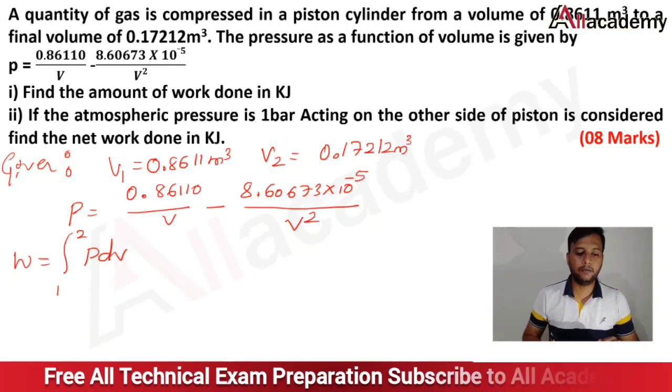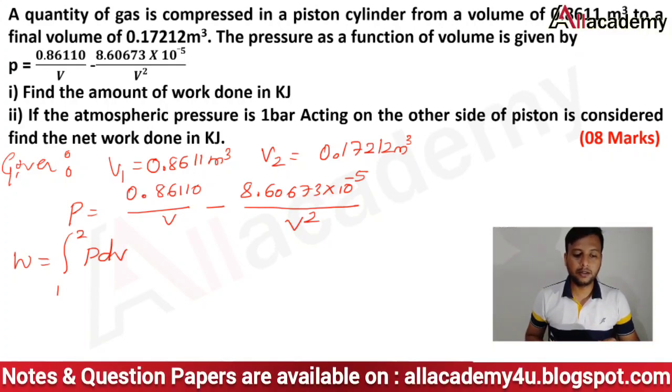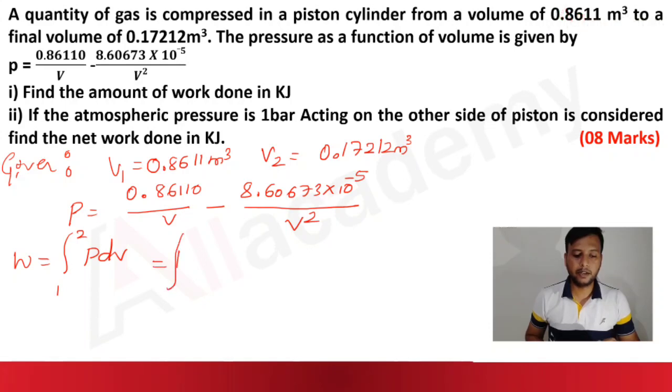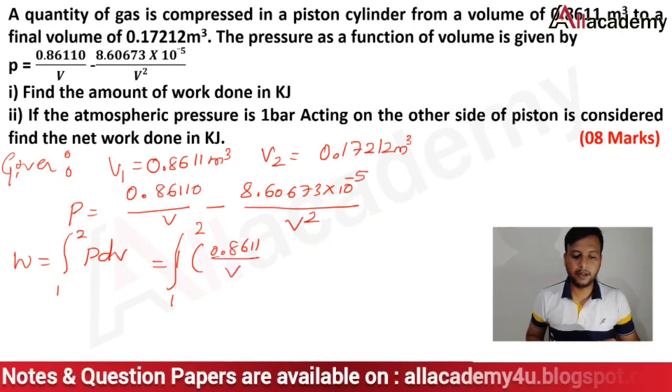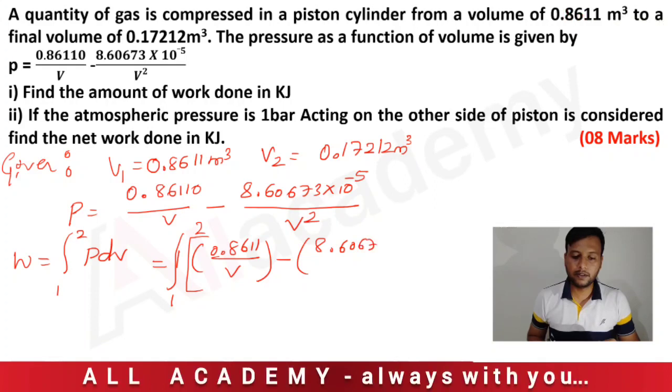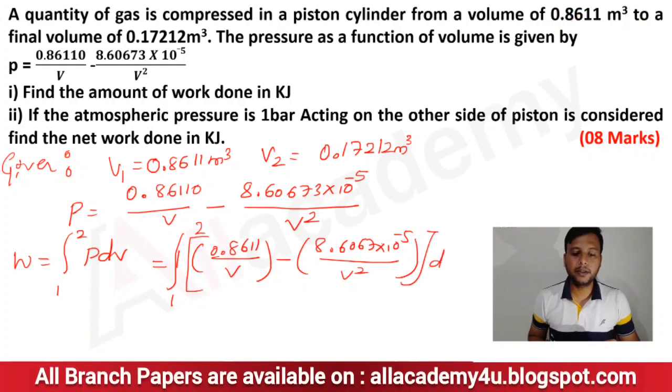This is a general equation. Now let us substitute this P, the equation P, in this work done equation. So work done will be equal to the integration from 1 to 2 of (0.8611 divided by V, minus 8.6067 into 10 raised to minus 5 divided by V2 square), the whole into dV. Now this is the equation that we need to put in the general work done equation.